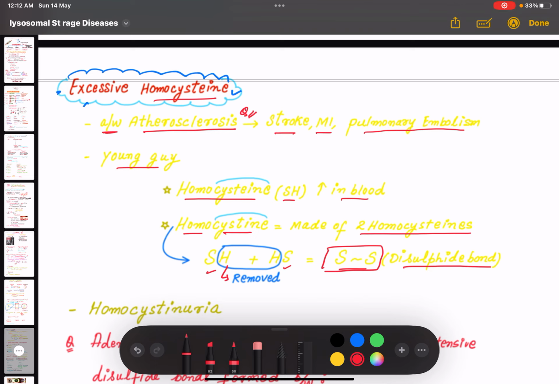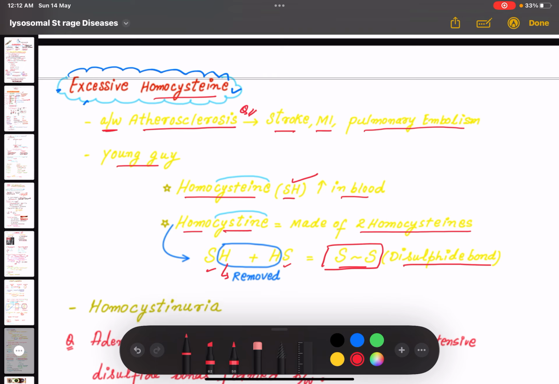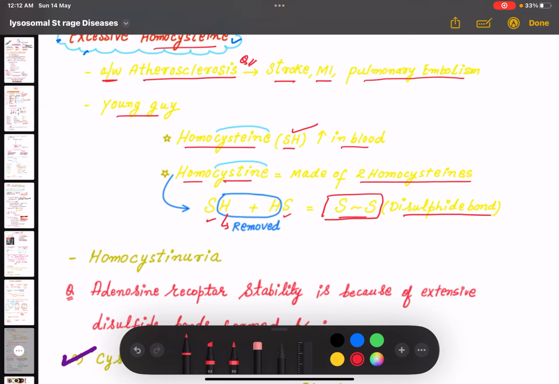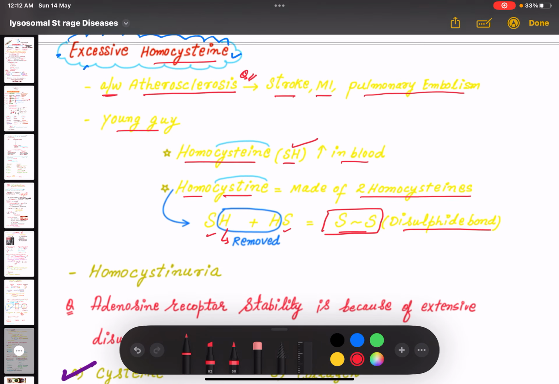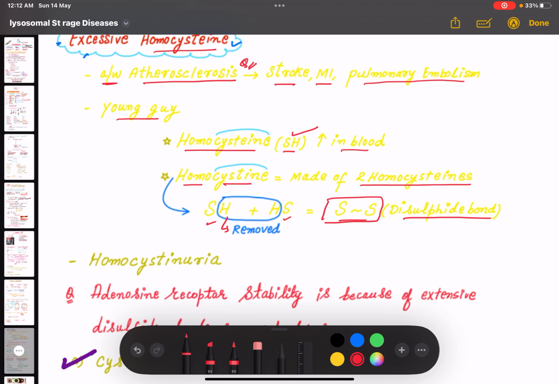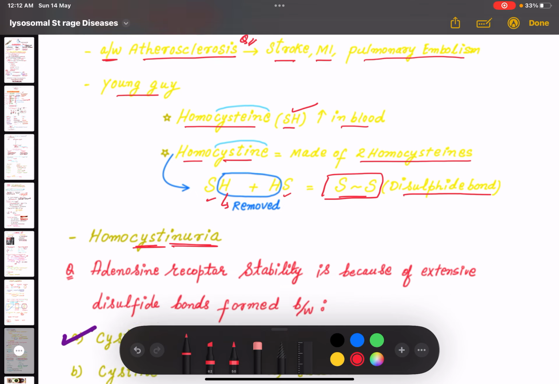Okay, so remember, in homocysteine there is one sulfhydryl group, in homocystine there are two sulfhydryl groups. And this excessive homocysteine levels in the blood is associated with homocystinuria. It means the homocystine will come into the urine.